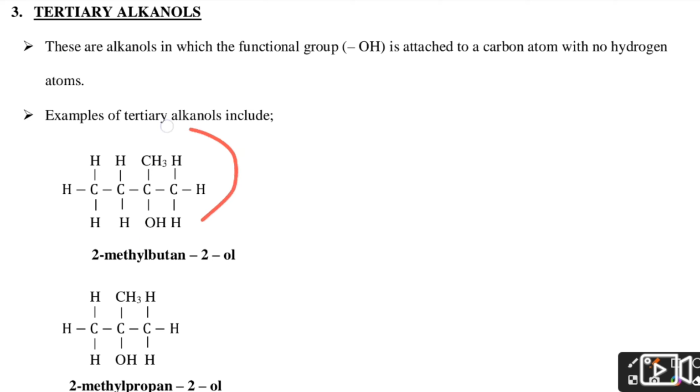So the name of this compound will be 2-methylbutan-2-ol. This is another example. We have 2-methylpropan-2-ol. Check here, this is the carbon to which the functional group is attached. It has no hydrogen. That means it has a methyl attachment.